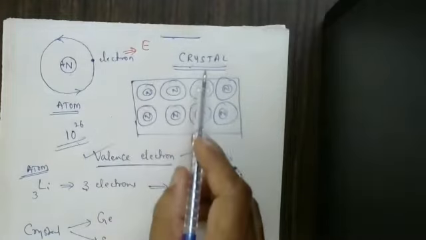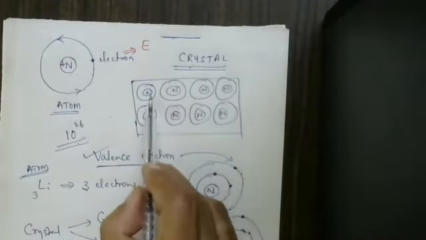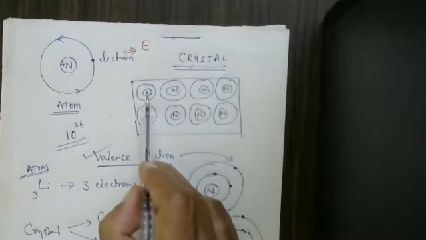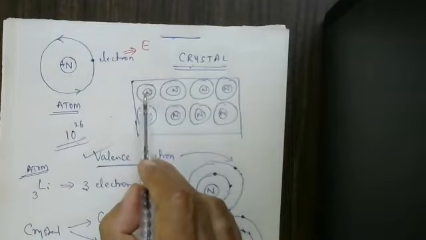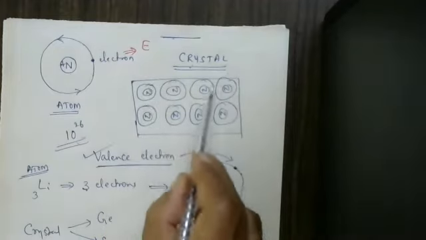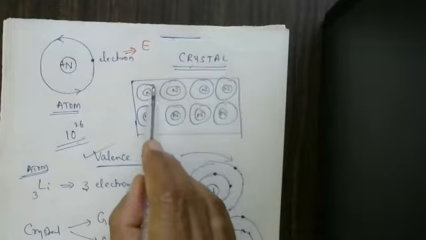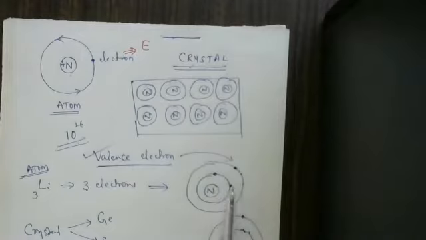Now let us consider a crystal. The crystal contains a huge number of atoms, and every atom contains its own number of electrons. Each particular atom has electrons in different shells, the innermost orbital electrons and the outermost orbital electrons, and this exists for all the atoms in a crystal. The electrons revolving around the nucleus in the outermost orbit are called valence electrons.